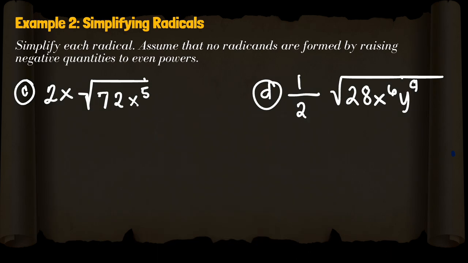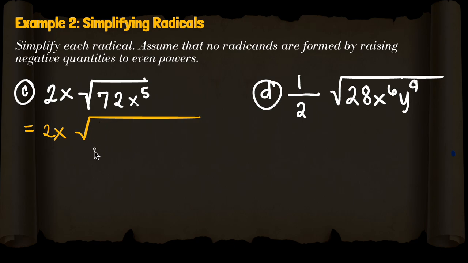Okay, letter C. Same process that we will do. Maybe you could find out the difference: there are extra numbers here. Since those extra numbers are just extras, we'll place them down below first. What we will take care of now is what's inside the radical sign, which is 72x raised to 5. Again, the process is to find the greatest perfect square factor of 72x raised to 5.